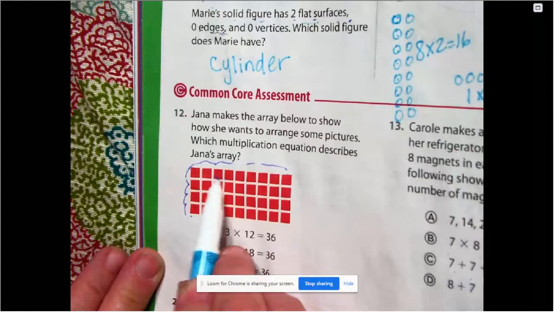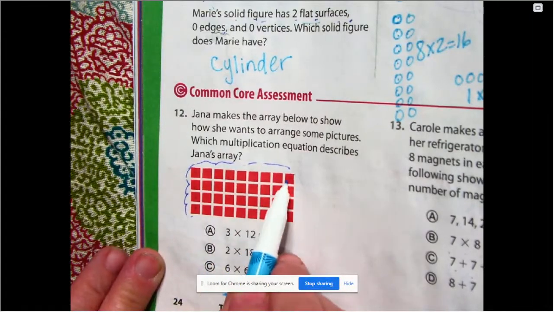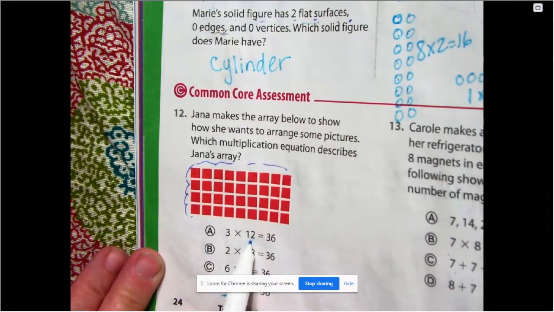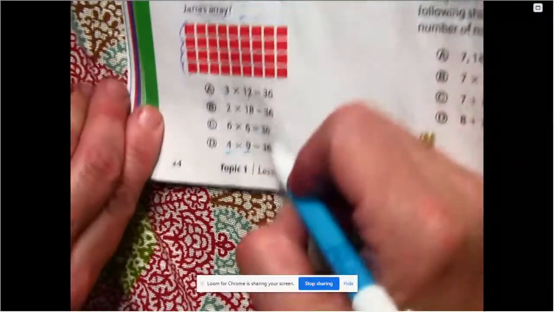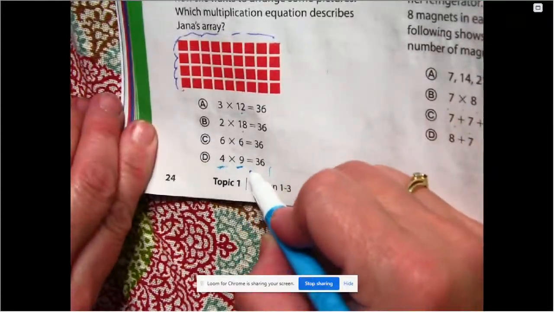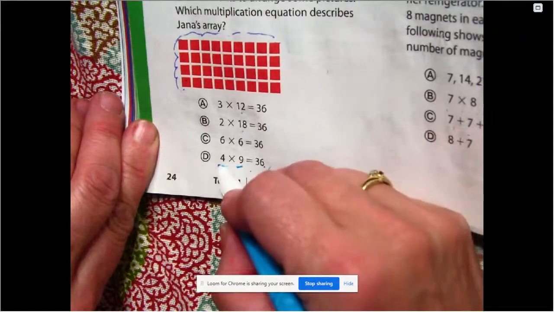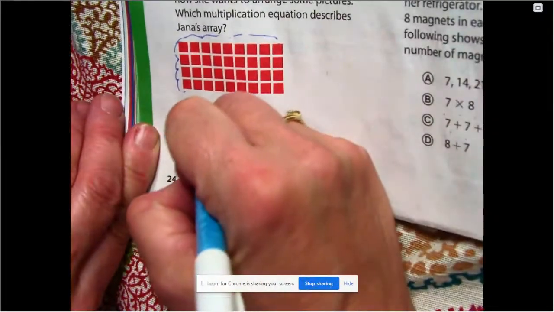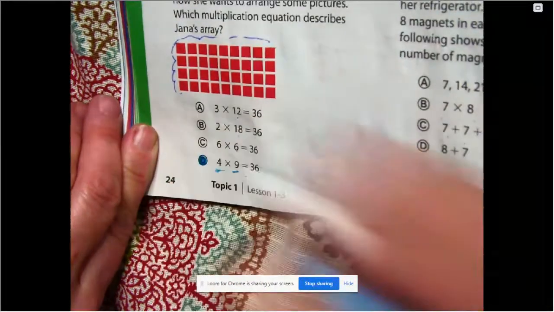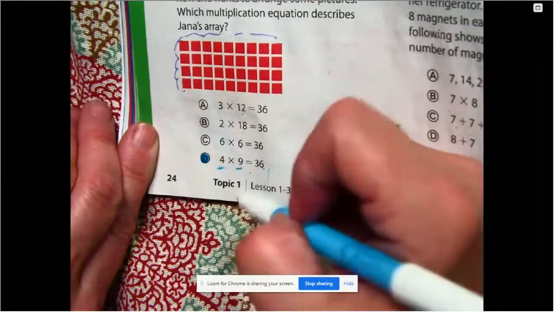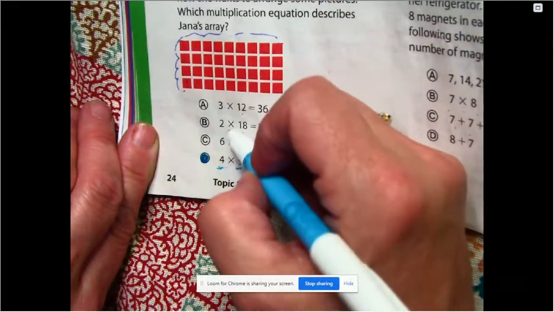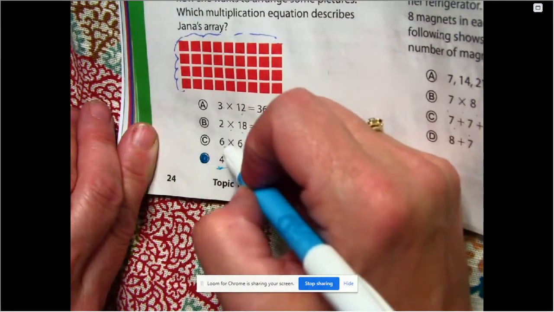1, 2, 3, 4, 5, 6, 7, 8, 9. So there's 9 in the second one. Oh, there's 9 there. So can you see that? Let me bring it up this way. Okay, so there's 4 times 9 equals 36. 4 groups of 9 equals 36. Okay. Do we have 3 rows here? Nope. Do we have 2 rows? No. Do we have 6 rows? No.